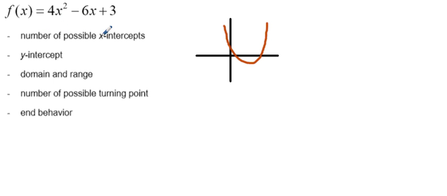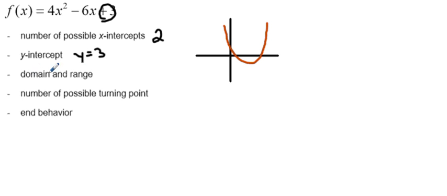The number of possible x-intercepts for any quadratic would be a maximum of 2. So that's all we're required to answer here. We would say that this has 2 x-intercepts, or could have 2 x-intercepts. The y-intercept, again, is defined by the constant term, so that would be y equals 3.